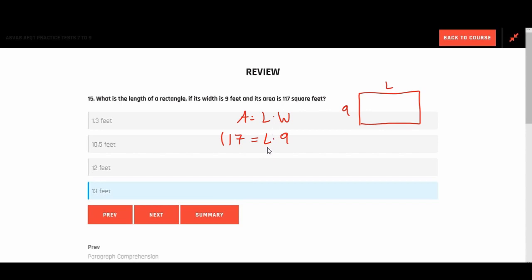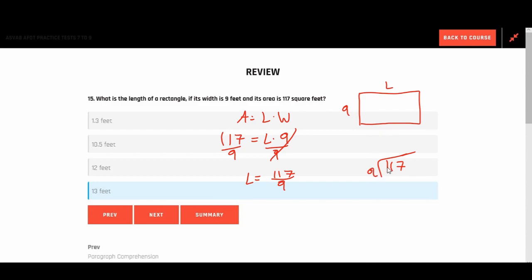So to solve for the length, we're going to divide both sides by 9. That's going to cross out. We're going to be left with length equals 117 divided by 9. Again, all fractions can be thought of as long division. So let's work this out. 117 divided by 9. And you're probably saying, well, that doesn't look like it goes into it evenly. But let's take a look.